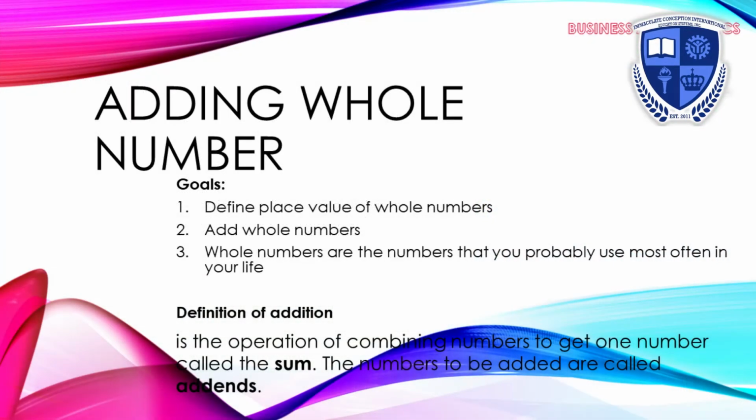So now, class, our lesson for today is adding whole numbers. Our goals in adding whole numbers: first, define whole numbers. Second, add whole numbers. Third, whole numbers are the numbers that you probably use most often in your life. The definition of addition is the operation of combining numbers to get one number called the sum. The numbers to be added are called addends.